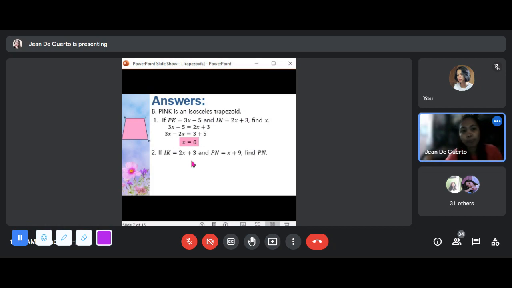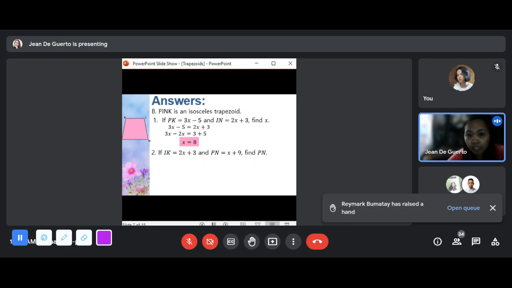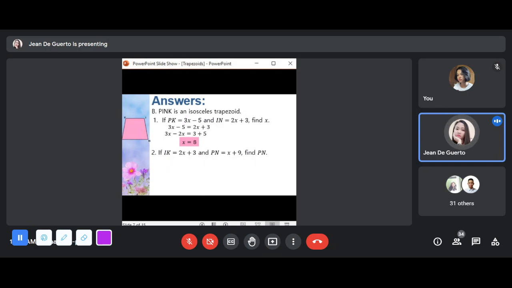Number 2. If IK is equal to 2x plus 3 and PN is equal to x plus 9, find PN. So what are IK and PN? Are they still the legs of our trapezoid, Raymark? Diagonals, ma'am. Okay, very good. They are already the diagonals.